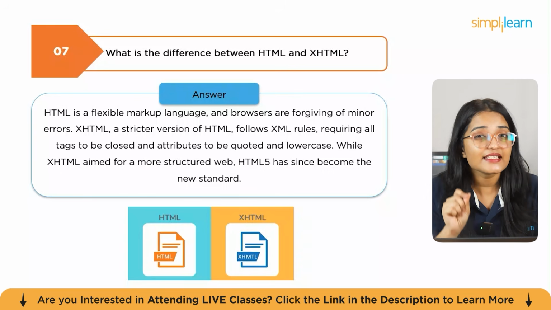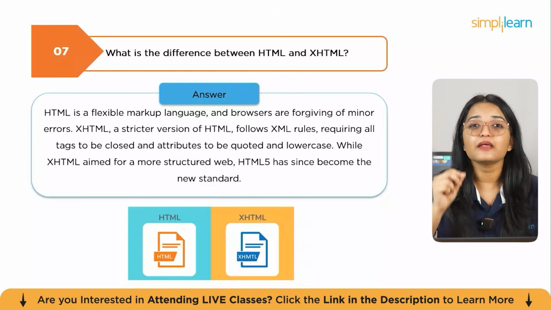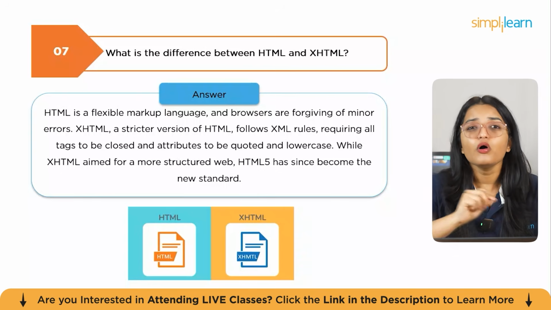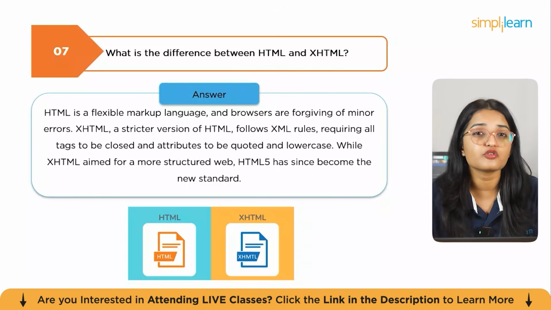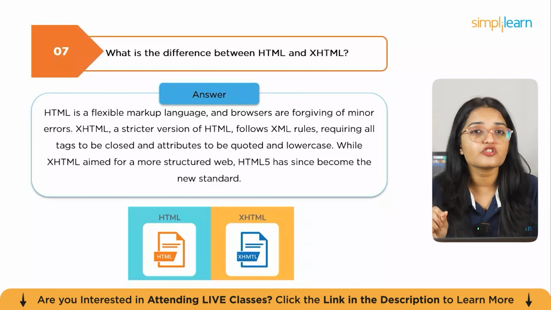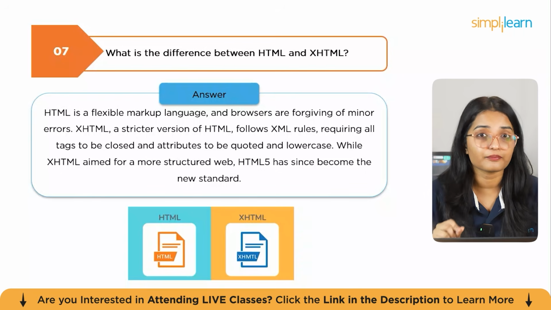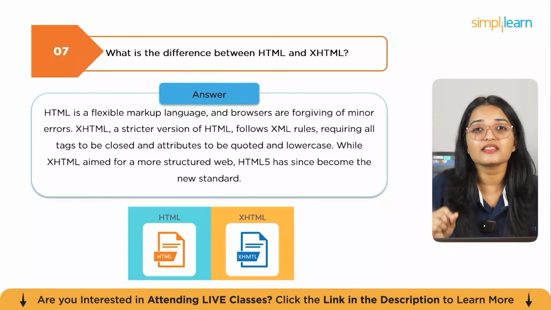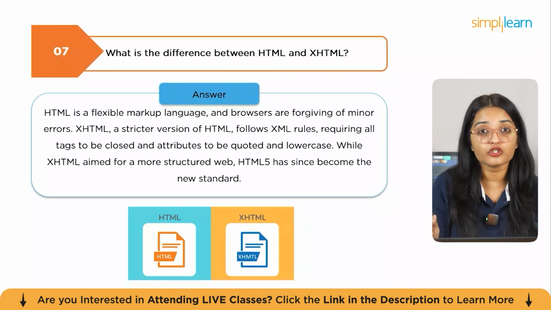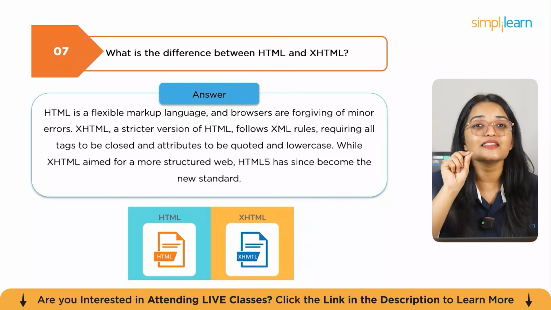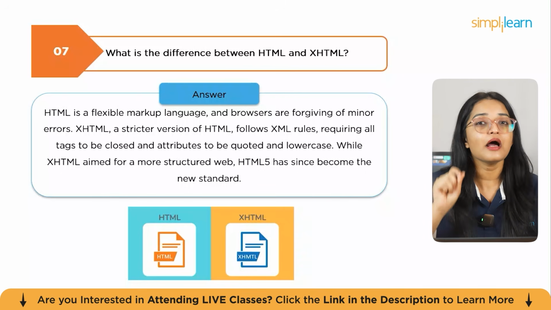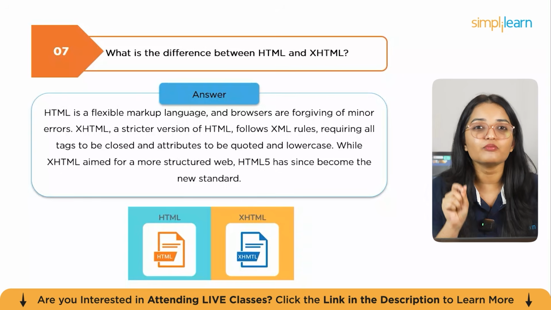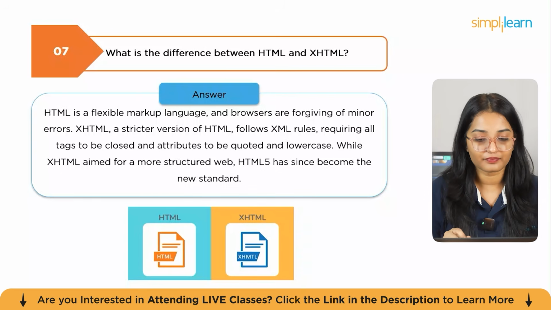This means that XHTML documents must be well formed, requiring all the tags to be closed, attributes to be in lowercase, and all the attribute values to be quoted. While XHTML was a step forward to a more structured web, HTML5 has since become the new standard, balancing flexibility with modern web app needs.